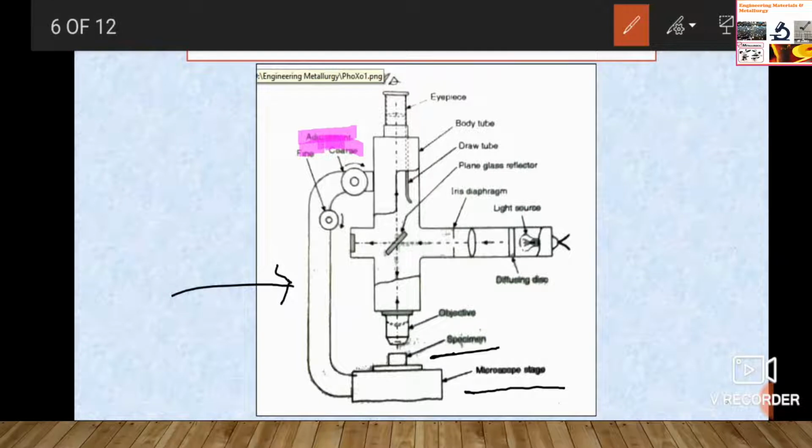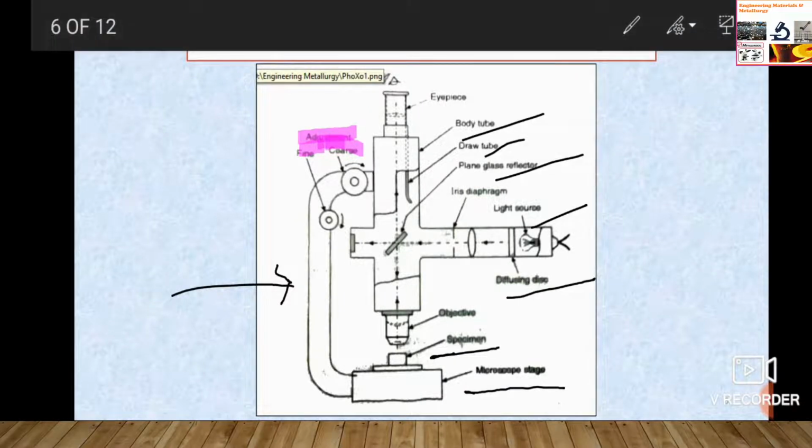Here it is the diffusing lenses with the light sources available. This is the body tube, this is the draw tube, and the plain glass reflector for reflecting the light rays onto the eyepiece. So basically, see how does it work. From this light source through this condenser lens, light falls on this glass reflector. Then from glass reflector, it goes to the objective lens.